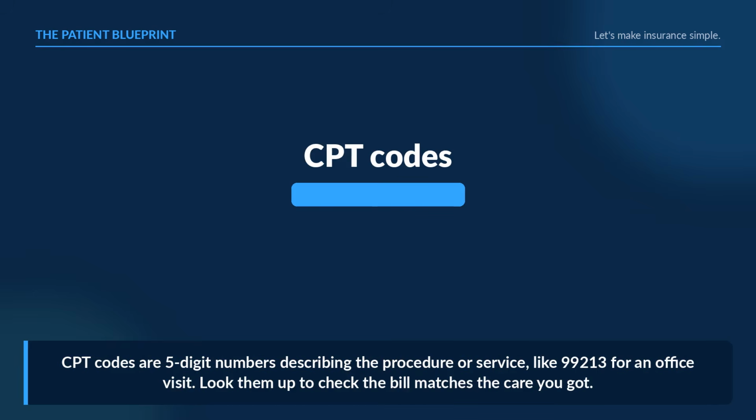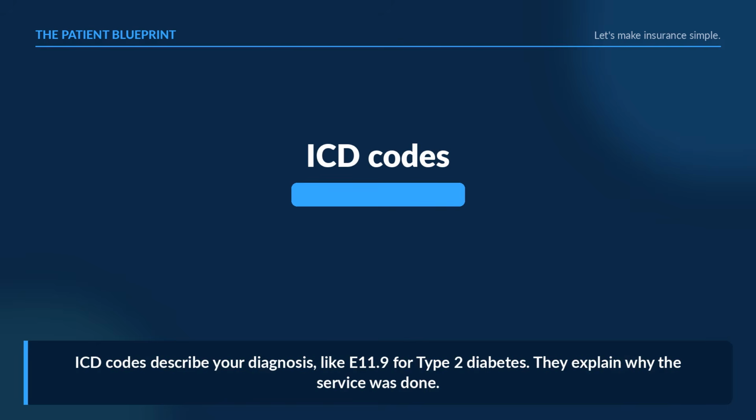CPT codes are 5-digit numbers describing the procedure or service, like 99213 for an office visit. Look them up to check the bill matches the care you got. ICD codes describe your diagnosis, like E119 for type 2 diabetes. They explain why the service was done.